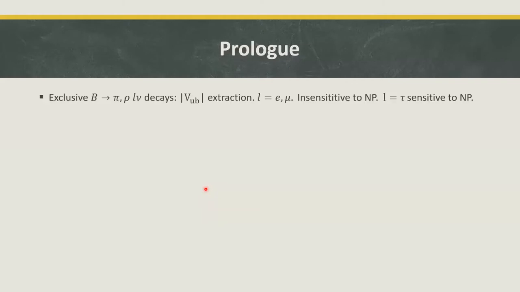So I'd like to start with the scenario for B2U decays at the point of time when we started this project. Obviously exclusive B2 pi decays had been used for VUB extraction already, the exclusive estimate of VUB. And on the new physics side, many phenomenological analyses had already been done, taking cue from the B2C sector, from the RD and RD star observables, where we take tauonic final states to be sensitive to new physics effects. And the lighter leptons, we considered them to be standard model like.